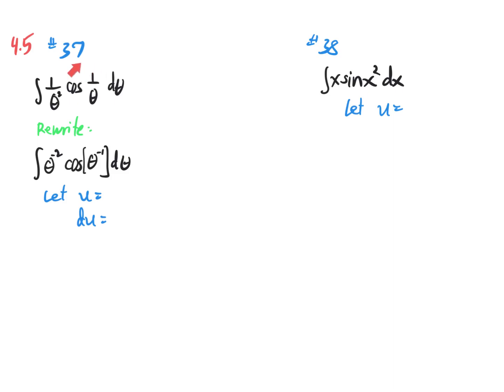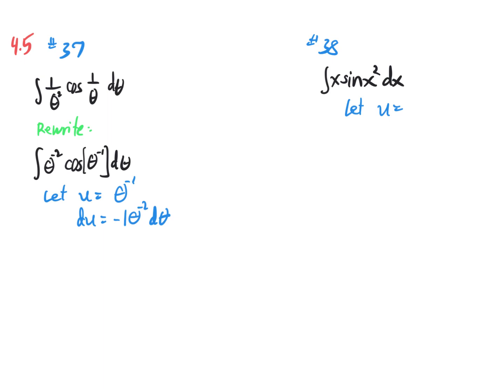All right, let's take a look at number 37 and 38 from the assignment from section 5. First of all, you might rewrite this with negative exponents, and then we'd let u equal theta to the negative 1 power. And du d theta would be negative 1 times theta to the negative 2 power. So du is equal to that d theta.